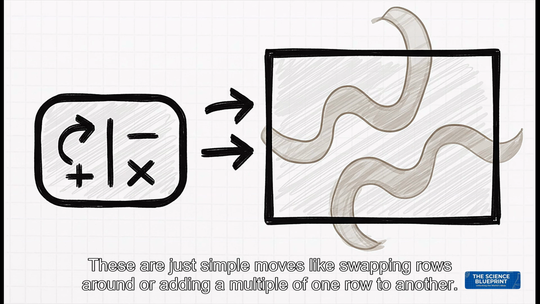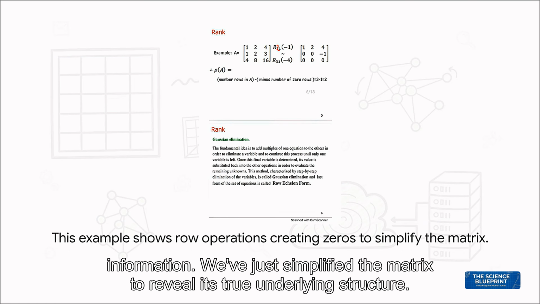Take a look at how this actually works. We're using that top row as a tool to create zeros in the rows right below it. And notice what happens to that bottom row. Poof, it becomes all zeros. That's a huge clue right there. It tells us that row was totally redundant. It didn't have any new information. We've just simplified the matrix to reveal its true underlying structure.